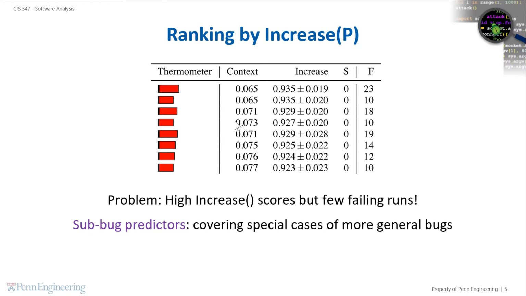In this sample report, sorted by increase scores, each of these predicates has a high increase score, close to 1, but each of them also explains relatively few failing runs, ranging from only 10 to 23 failing runs out of over 5,000 failing runs in total. These small numbers of failing runs strongly suggest that these predicates are sub-bug predictors.